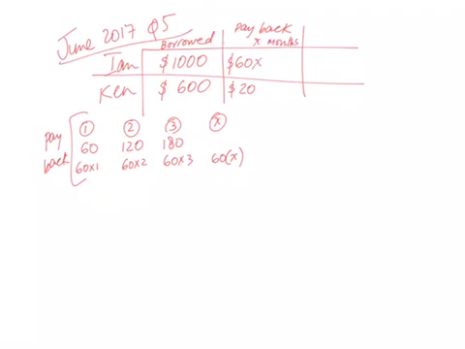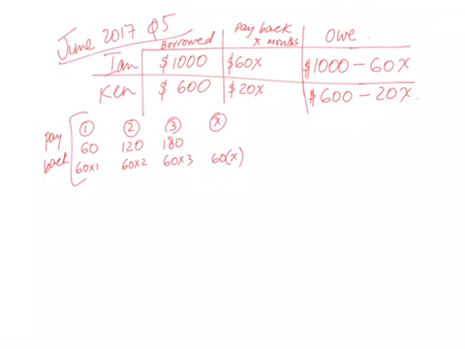So this would be 60X. Similarly for Ken it would be 20X. So how much money do they owe now? If they've paid a certain amount out of the $1,000, how much do they owe? Would it be 1,000 minus 60X and 600 minus 20X, right? So these are our first two expressions that we get, the amount owed by Ian and by Ken.